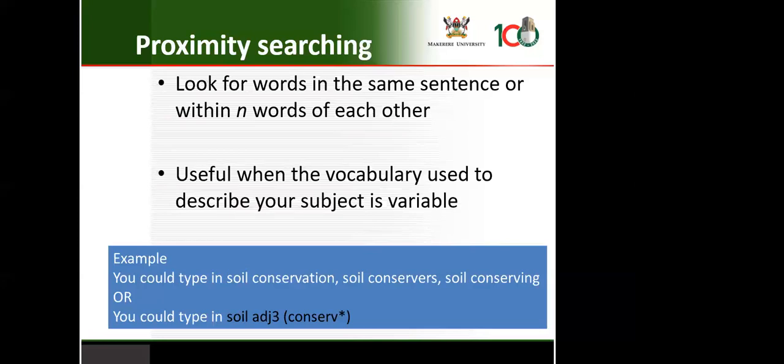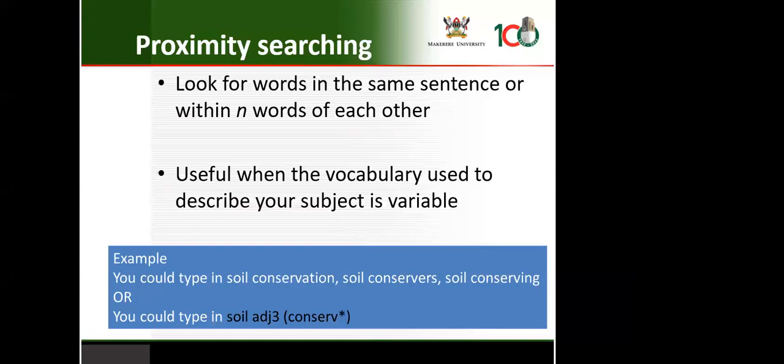So I hope I will be able to answer that. Proximity searching looks for words in the same sentence or within n words of each other, where n means the number of words. It is useful when the vocabulary used to describe your subject is variable. So let's look at soil conservation. When you're searching for literature on soil conservation, the word soil and the word conservation should be together, isn't it?